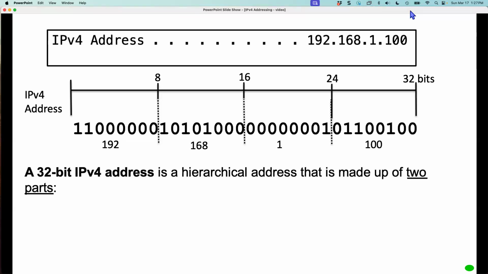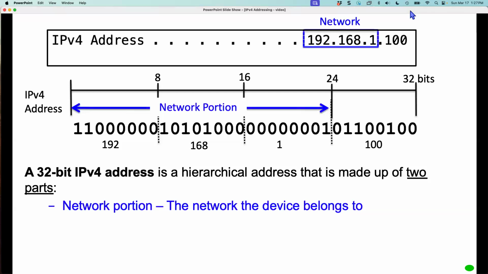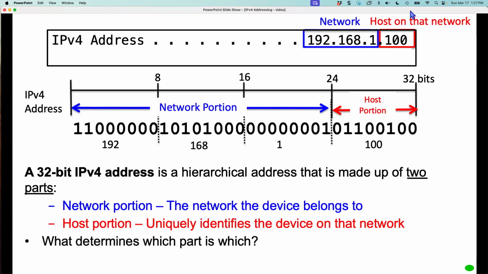192.168.1.100. Okay, now, an IPv4 address is made up of actually 2 parts, a network portion, and that's the network that this device belongs to. We'll talk more about that in a moment. And we can see it's 192.168.1 in this example, and a host portion that uniquely identifies the device on that network, which is 100 in this example.